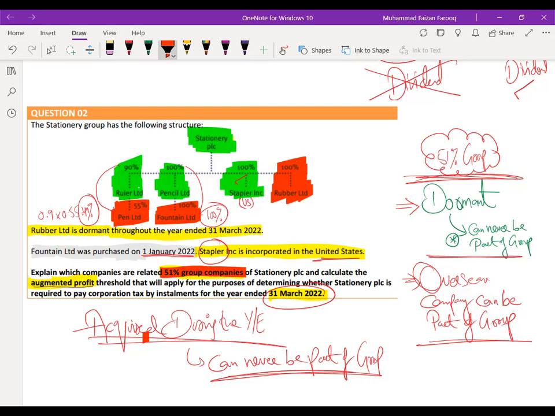These are three exceptions. A 51% group means more than 51 percent of shares in a company. A government company can never be part of group. Overseas companies, yes, they can be part of group. But a company acquired during the year, the first year of acquisition, is not allowed to be part of group. They will be group members from the second year of their acquisition. That's it for the 51% group theory. Any questions, please? No question.